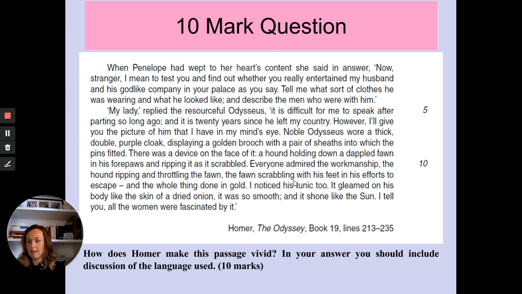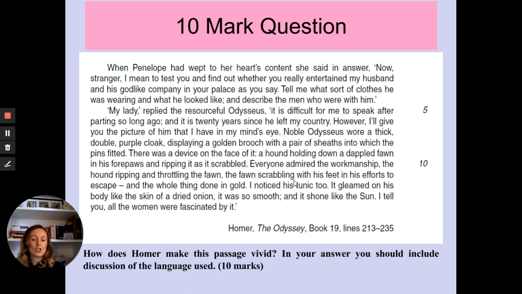And who's made that clothing? Of course, it's Penelope. So what he's actually doing when he describes it, like the skin of a dried onion, is he's flattering her. And some of you picked that out, and I thought that was just beautiful to know why at that moment he described his clothes in that way.